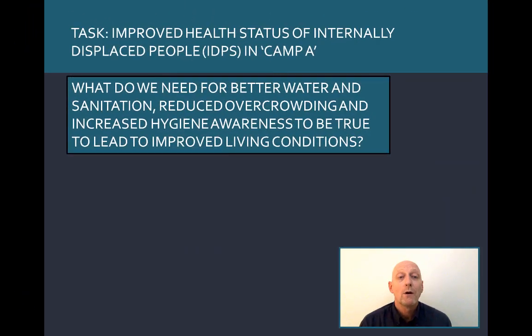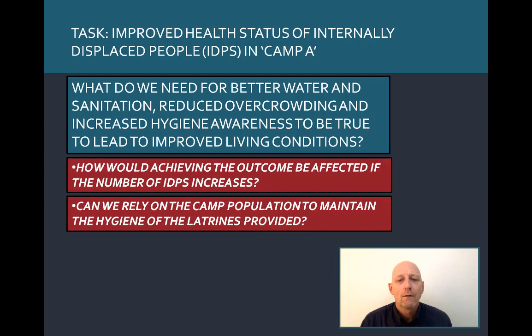Assuming those are true and we can carry out our activities, we get our outputs. But what could stop those outputs improving living conditions? What if there was an influx of more IDPs? Right now we have 5,000 people in the camp. What if 3,000-4,000 more people arrived? That could slow us down. And also we need to ensure that the hygiene of the latrines and the kitchens and so on is maintained. Can we rely on the camp population to do that? Again, that's an assumption.